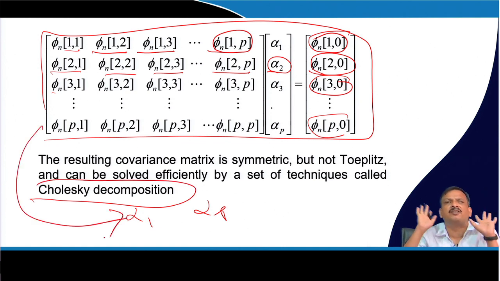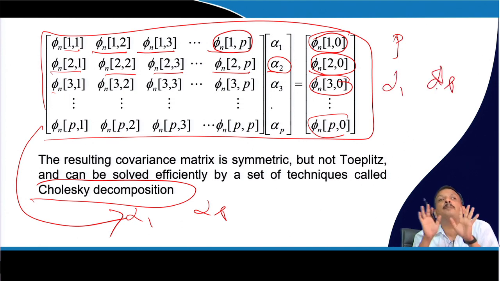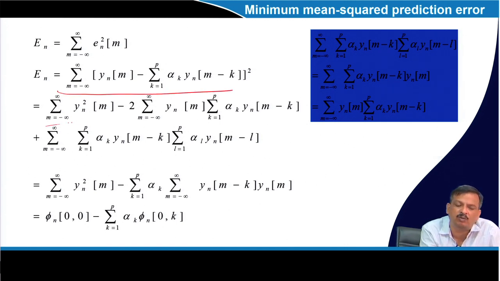How do I solve this matrix? So that I get a set of p equations, I have to solve for α1 to αp. So there should be some method to solve it. Let us discuss those methods. Now before that, what is the minimum mean square prediction error? So En is equal to this one. I calculate the minimum mean square prediction error.